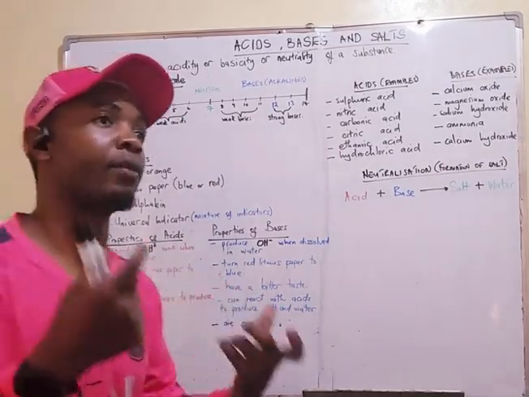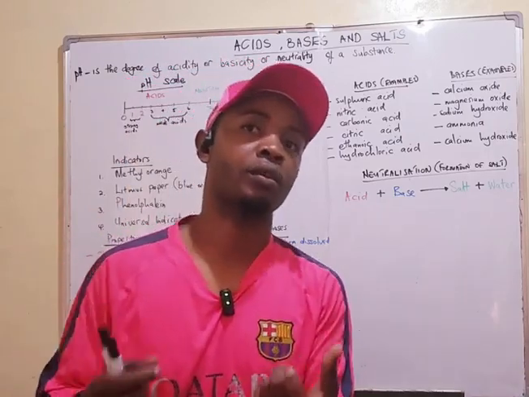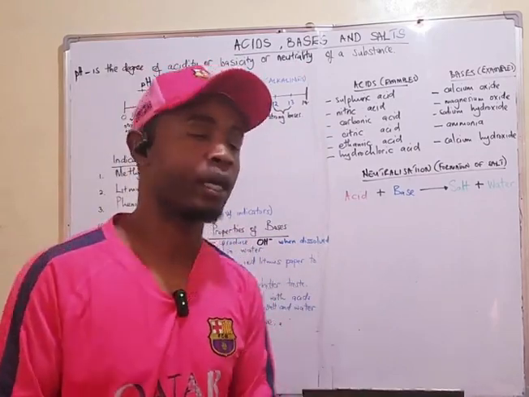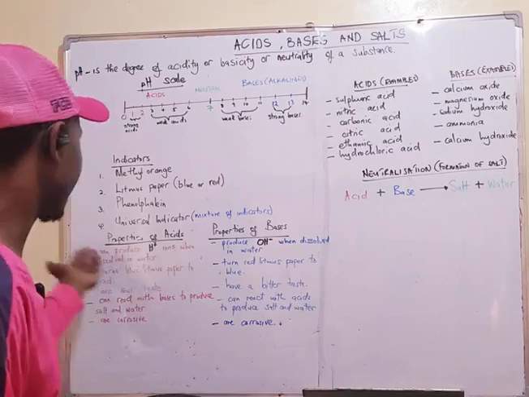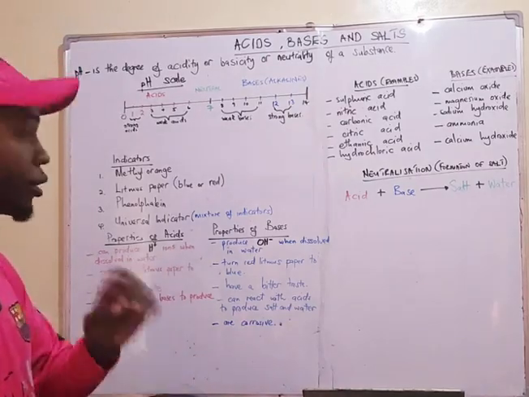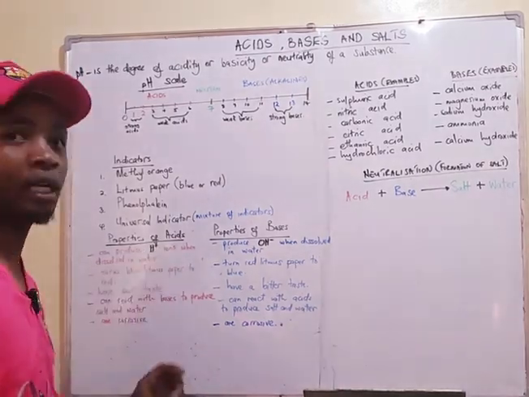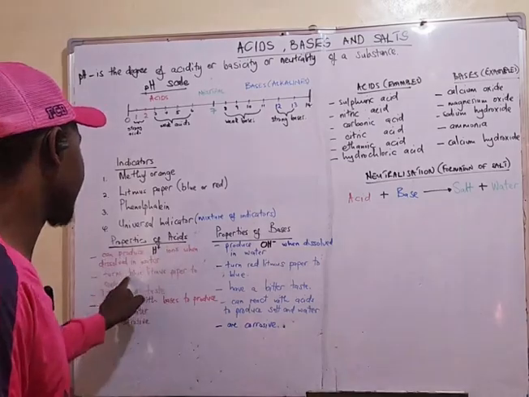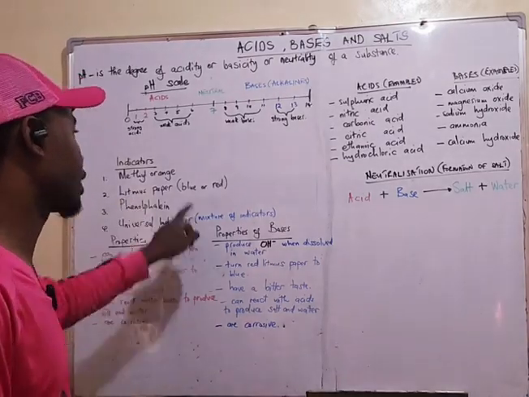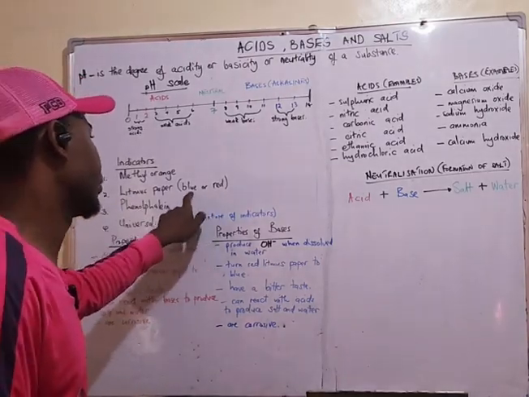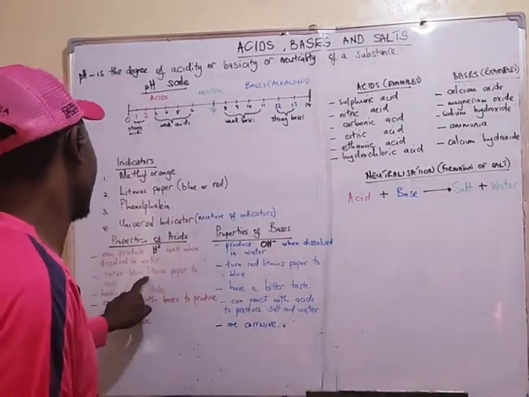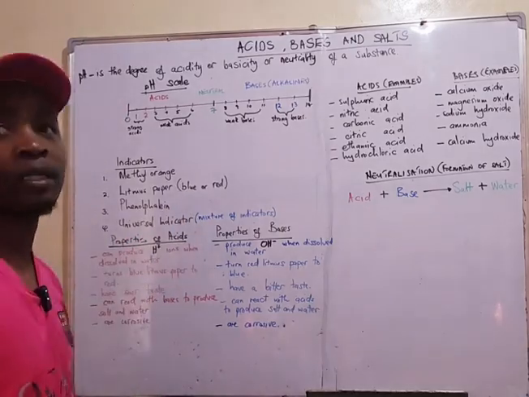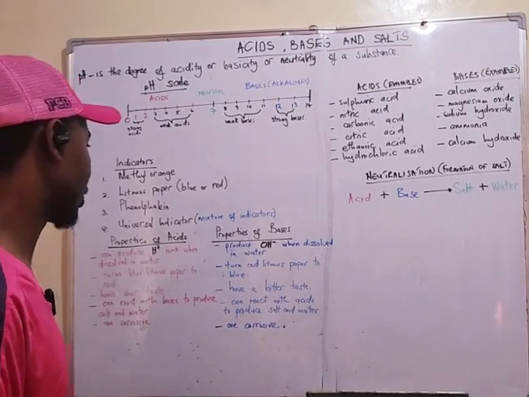Then let us look at the properties. The properties are the features that allow us to identify if a substance is an acid or a base. Okay. So here are the properties. The first one, I've already said that acids produce hydrogen ions when dissolved in water. Then acids turn the litmus paper, which appears in 2 colors, either blue or red. So it turns a blue litmus paper to a red color in an acidic solution. Okay.